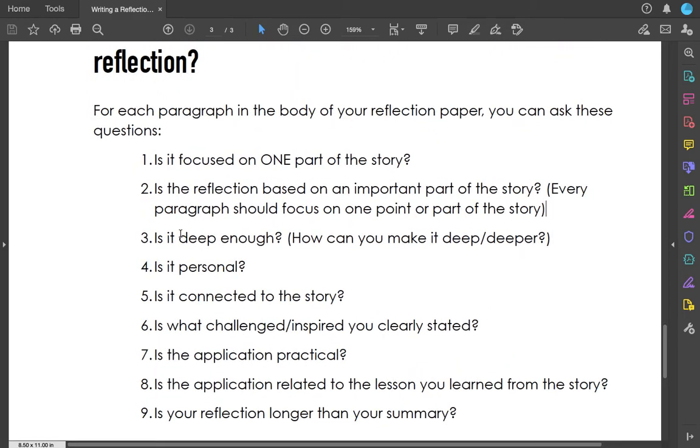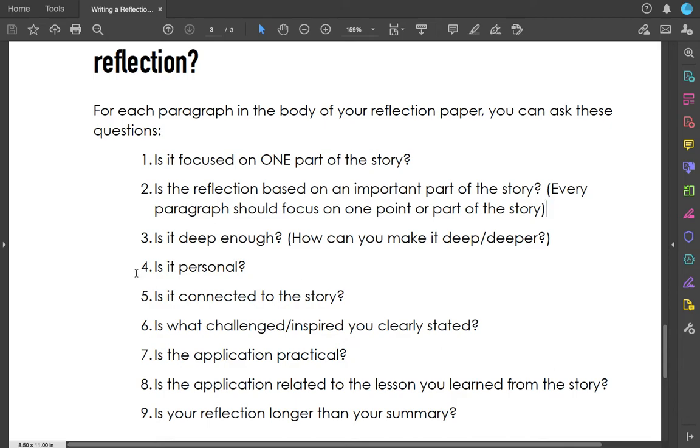Also, is it deep enough? If it's not deep enough, how can you make it deep or deeper? Yeah, so this is a very subjective question, and there's more than one way to answer this. Is it deep enough? Yeah. Tomorrow I'll be demonstrating how you can evaluate your classmates' reflection, because I would ask you to write one paragraph, right? So tomorrow I will be sending you a video of an actual evaluation of one reflection using these questions.